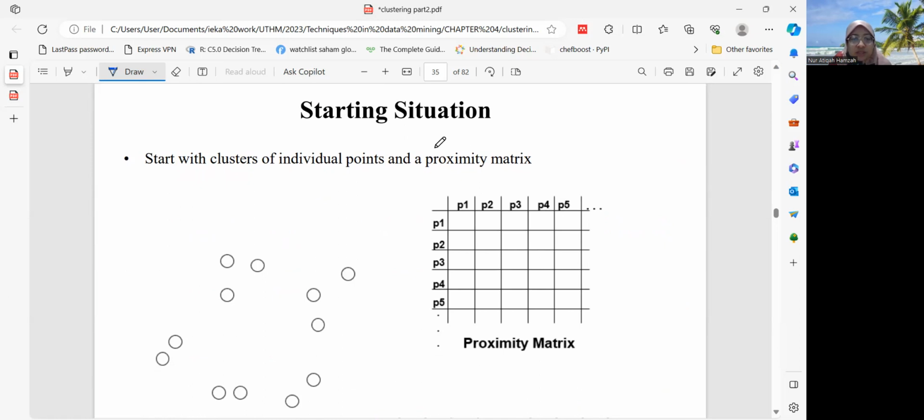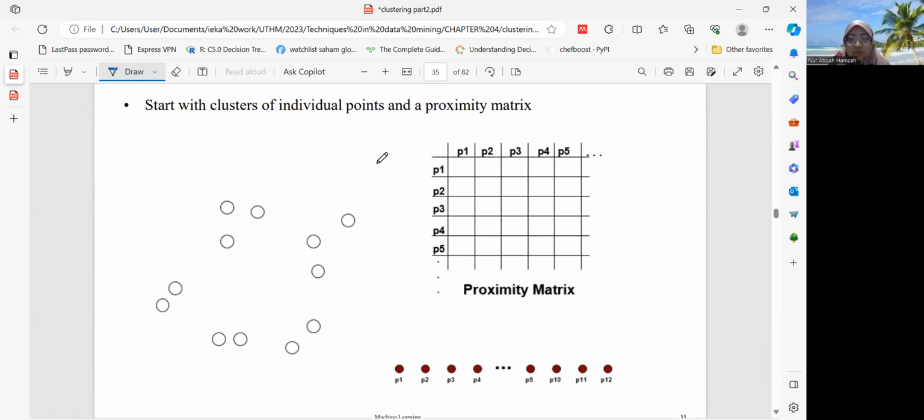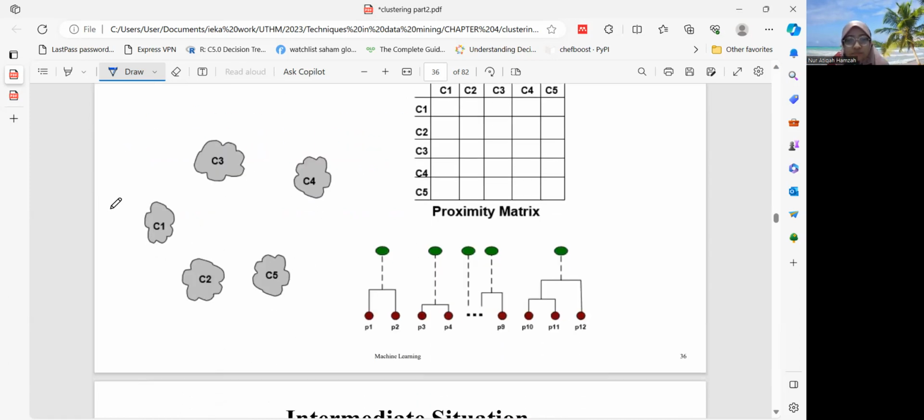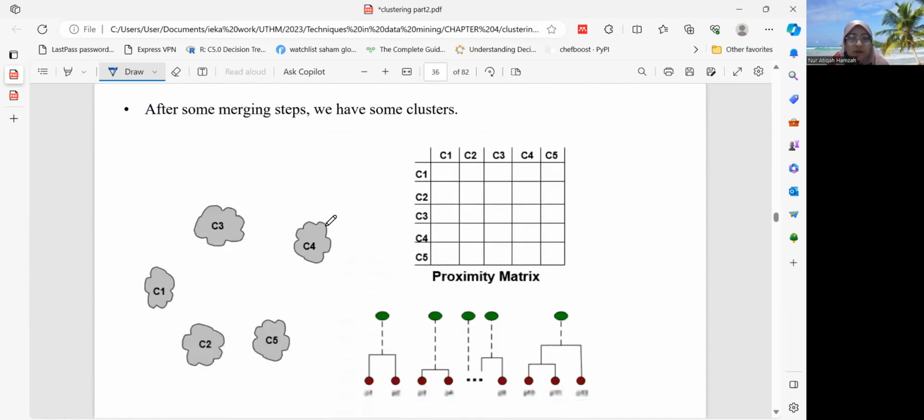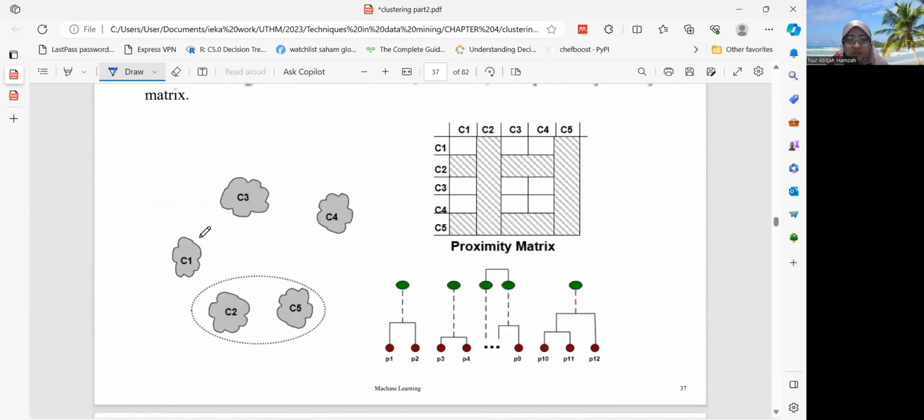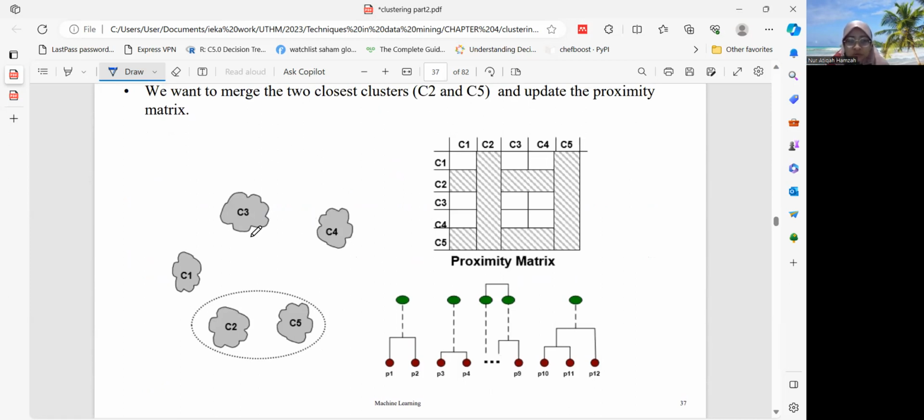Okay, you can see the starting situation: we start with clusters of individual points and a proximity matrix. This is how the proximity matrix looks like. And then after some merging steps, we have some clusters. Tadi mula-mula kita hanya ada points, then kita merge. And then we want to merge the two closest clusters, C2 and C5, and update the proximity matrix. Okay, so this is how the dendrogram looks like.